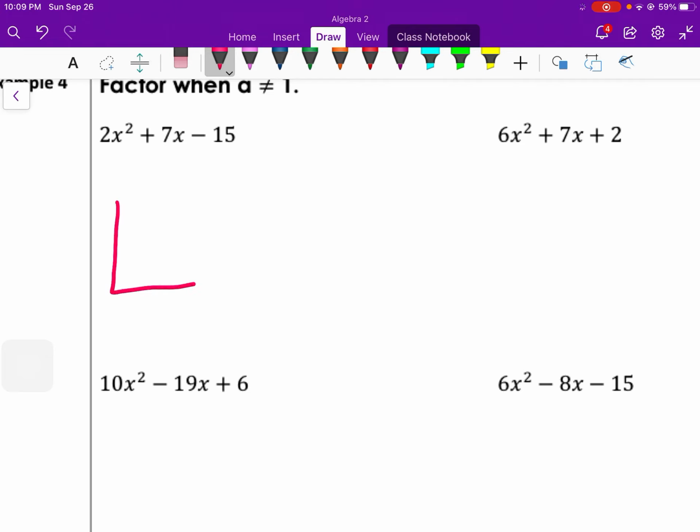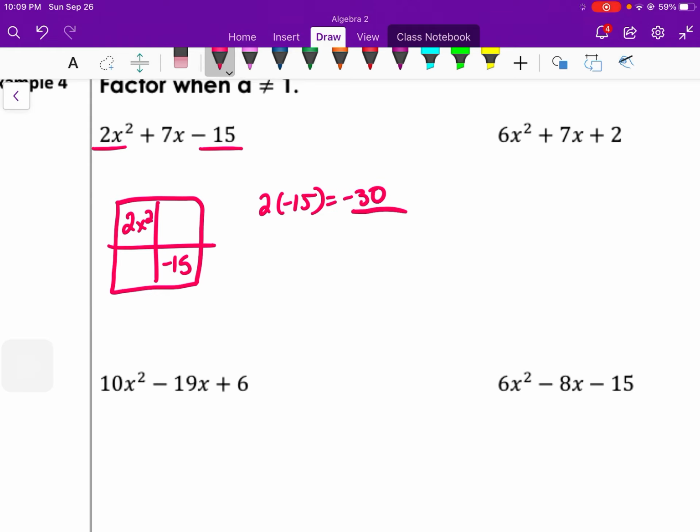Okay, so I'm going to do it with the box though. So draw my box, put my first and last term in there, so 2x squared and negative 15. Then multiply those terms together to get negative 30. Then factors of negative 30, so numbers that multiply to negative 30, and I'm looking for it to add up in the middle to positive 7x. So that means I'm going to have one positive factor and one negative factor, and they're going to add up to positive 7. So like negative 1 and 30 or negative 30 and 1 really isn't necessary to list because I know I can't make 7 with that.